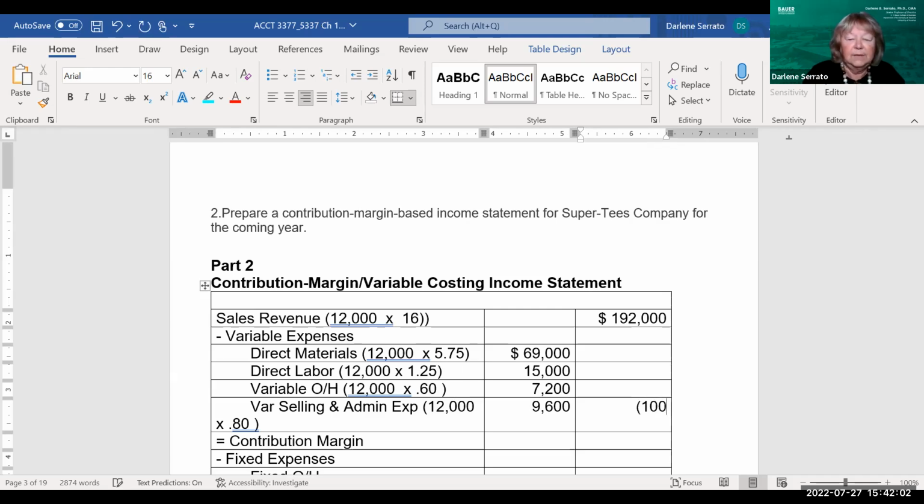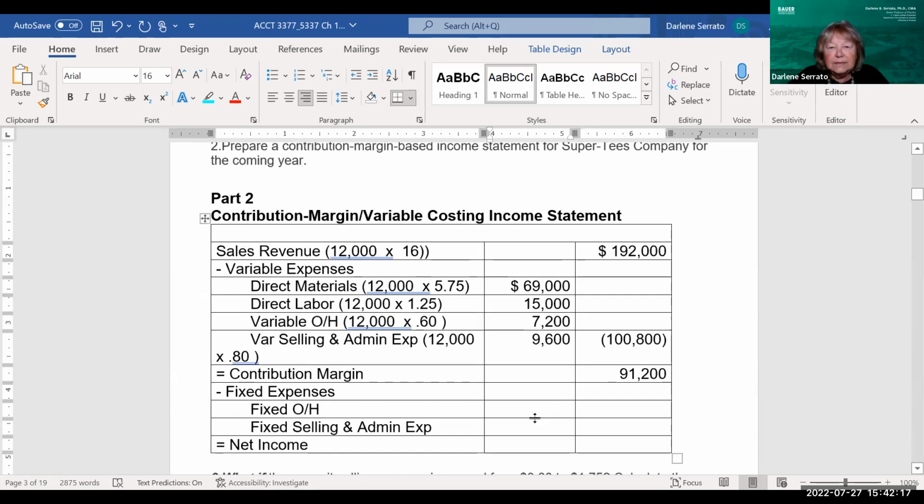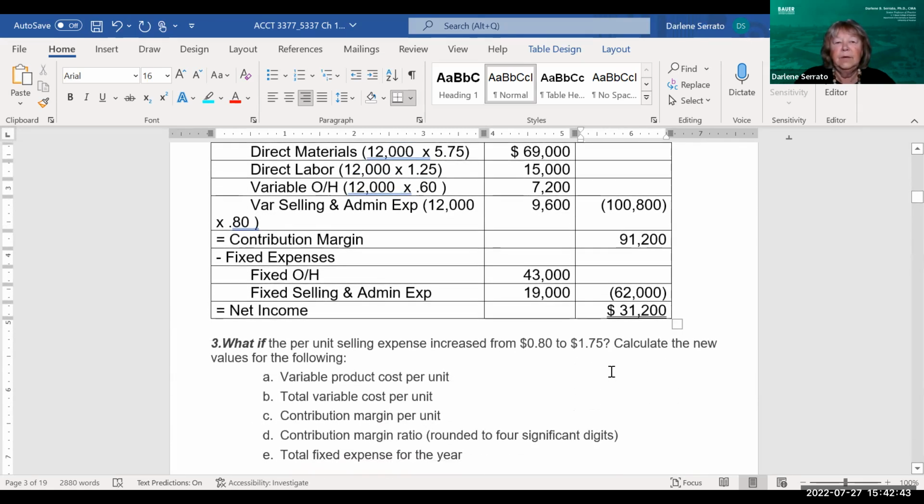So that's $100,800, giving us a contribution margin of 91,200. Then I'm subtracting the two fixed expenses. Am I on the right row? I think this was 43,000. That one was 19,000. That totals 62,000. So our bottom line net income is 31,200. Okay.